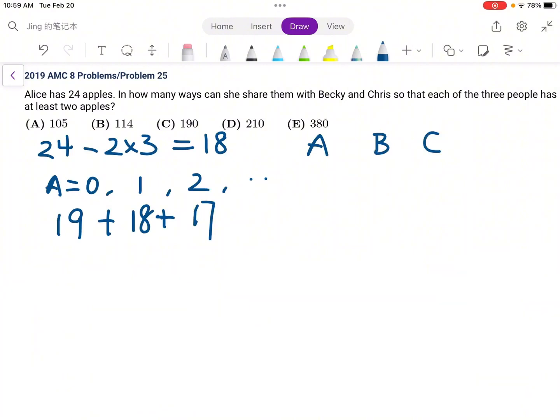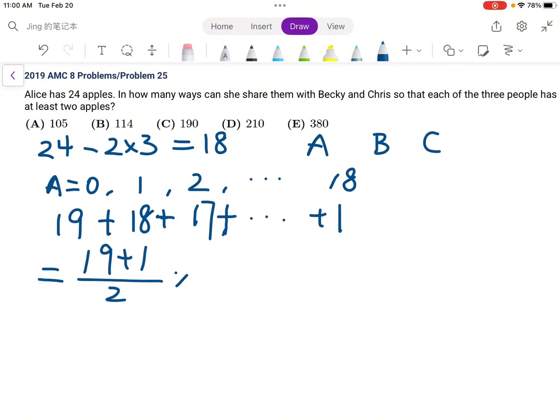So we can continue this process till A gets 18 apples. And that's only one choice for B. B can only get 0 and C gets 0 as well. So that's only one choice. So this is a summation from 19 to 1. That means their sum is 19 plus 1 divided by 2 multiply 19 equals 190.